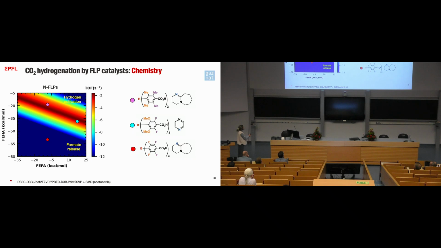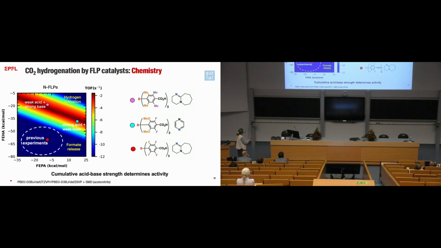So the more negative, the more acidic or more basic are the two species. You see that if you're in this region, you have a problem to release formate. If you're in this region, you have a problem to activate hydrogen. And that's the region where you want to be. And what we realized by building this map is that experimentally, that's where experiments were going.